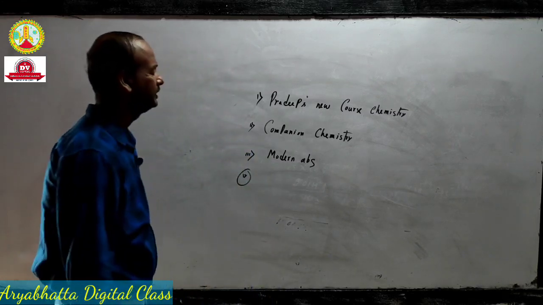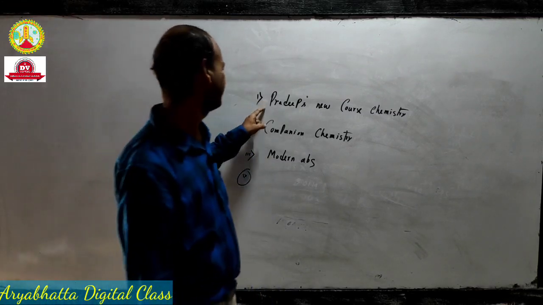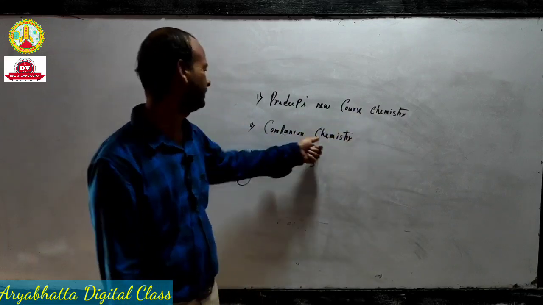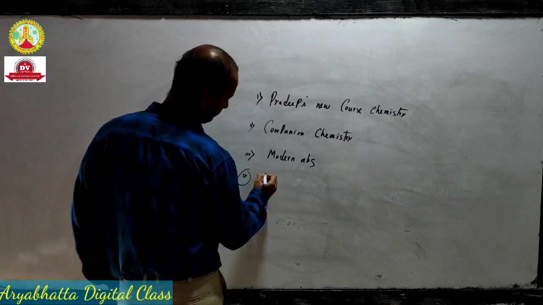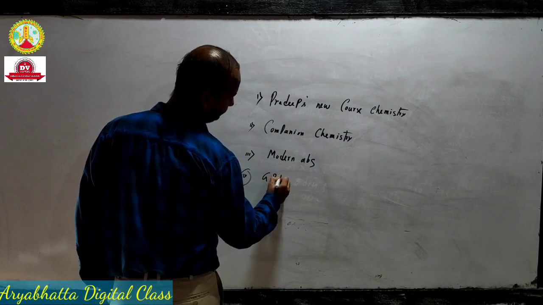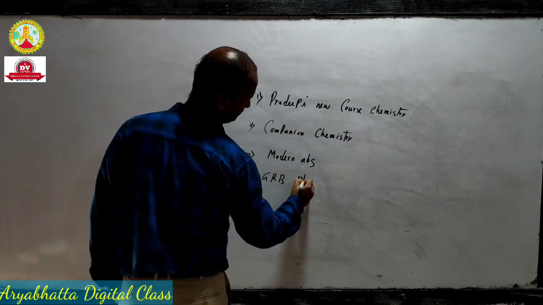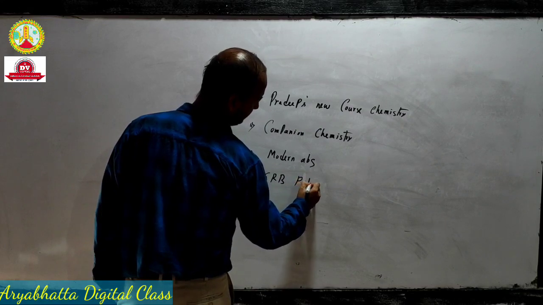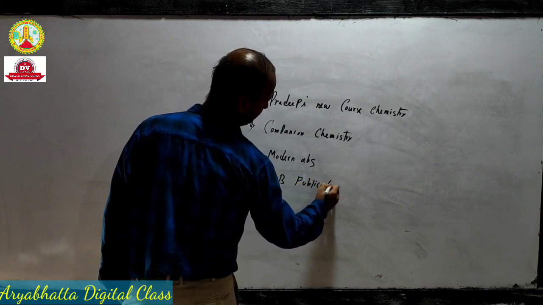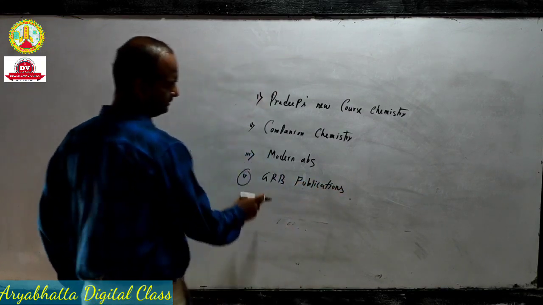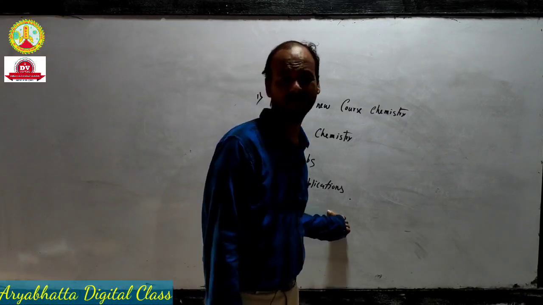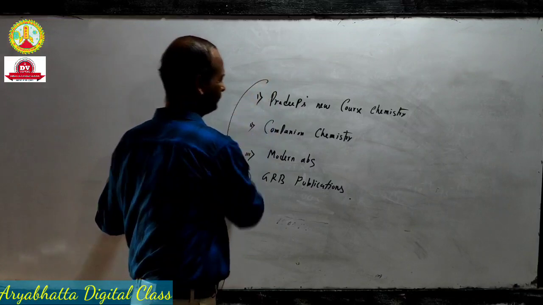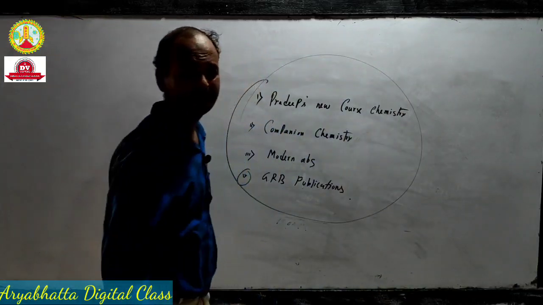Now let's see, you can buy these types of reference books. Produce New Course Chemistry, Companion Chemistry, Modern ABC, and also there are some reference books from GRB publication. These are also very good books. Okay, you can also see these GRB publications have some very good reference books, but these reference books are available in our library. हमारा library में भी है.